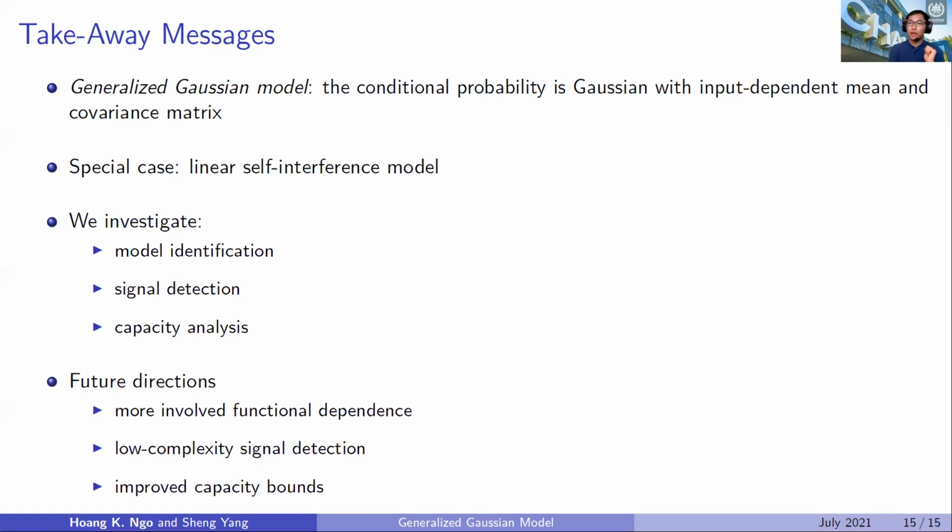Some future directions are as follows. So we can consider more involved functional dependence of the mean and the covariance matrix on the input. We can also try to improve the performance of the signal detectors while maintaining a low complexity. We can also try to improve the capacity bounds. So this is the end of my talk.